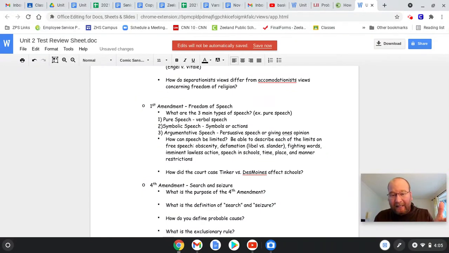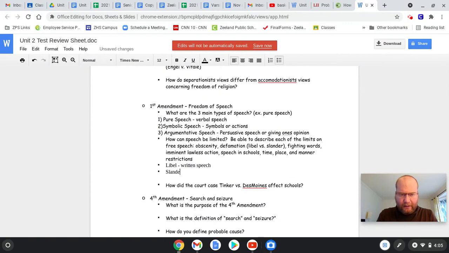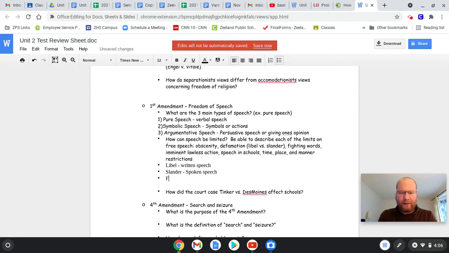How can speech be limited? Be able to describe each of the limits on freedom of speech. Really, the two main things that we want to talk about. Okay, libel and slander, right? Libel is like written speech. Slander being spoken speech. Spoken speech. That kind of sounds funny. The fighting words.